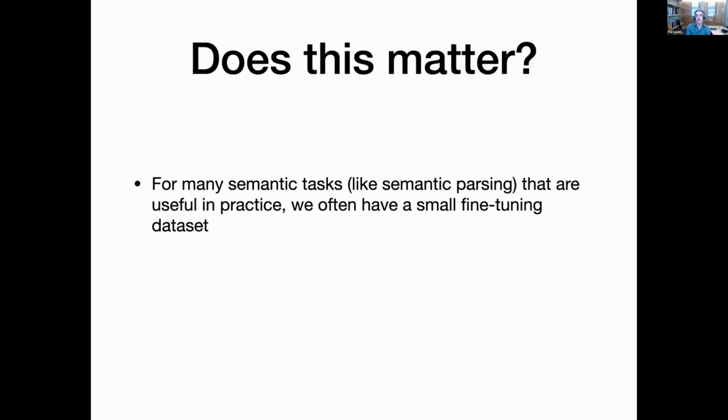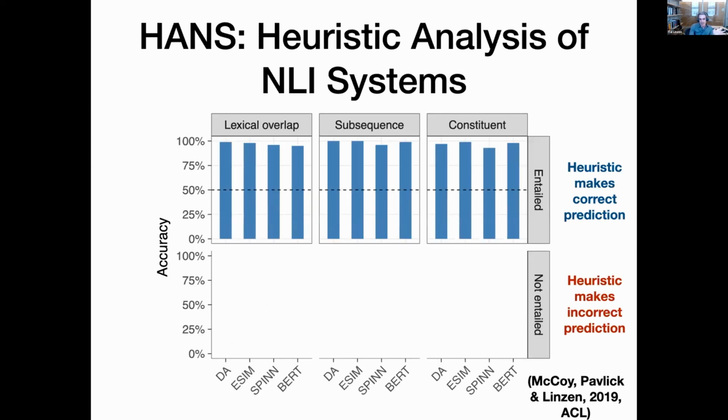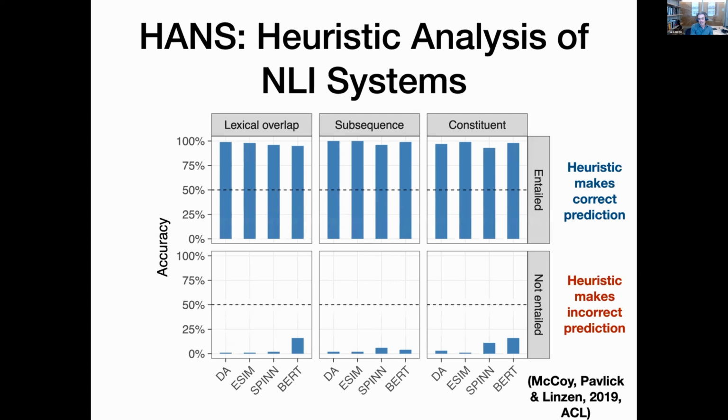And the other reason it matters is that for those transfer tasks, like semantic parsing, we often have a very small fine-tuning data set. So this situation is very different from the situation that we have in pre-training. And if we're able to give models a compositional inductive bias, they will generalize appropriately even from a small amount of data. So there's this kind of famous by now example that we showed that natural language inference models generalize very poorly from their training data when the training data is, it's not even that small, but it's definitely much smaller than the pre-training data set.